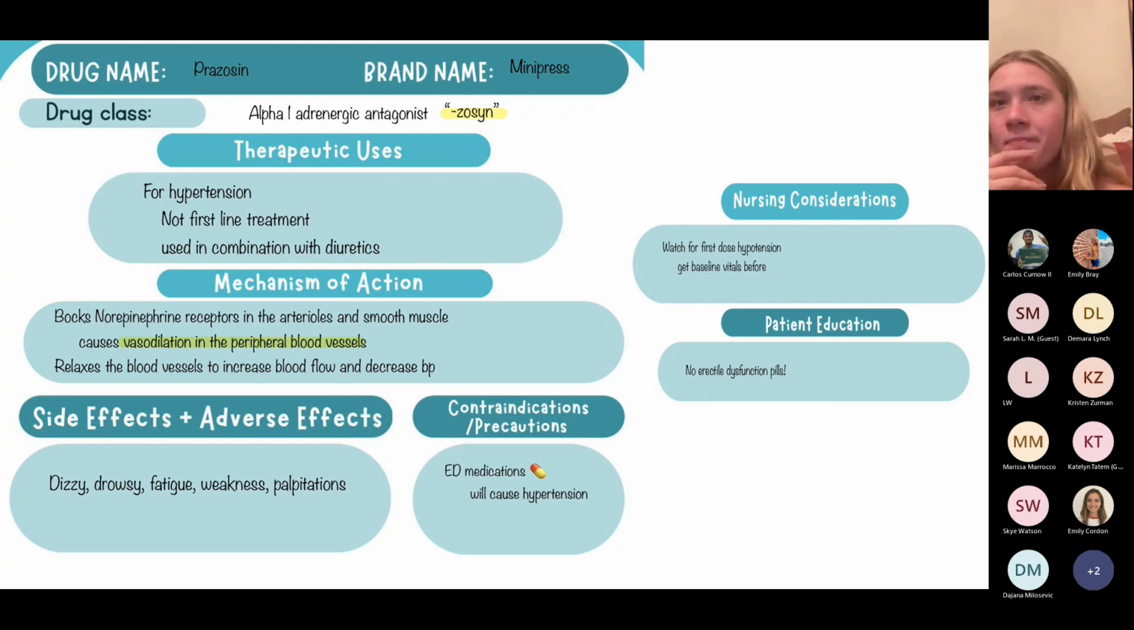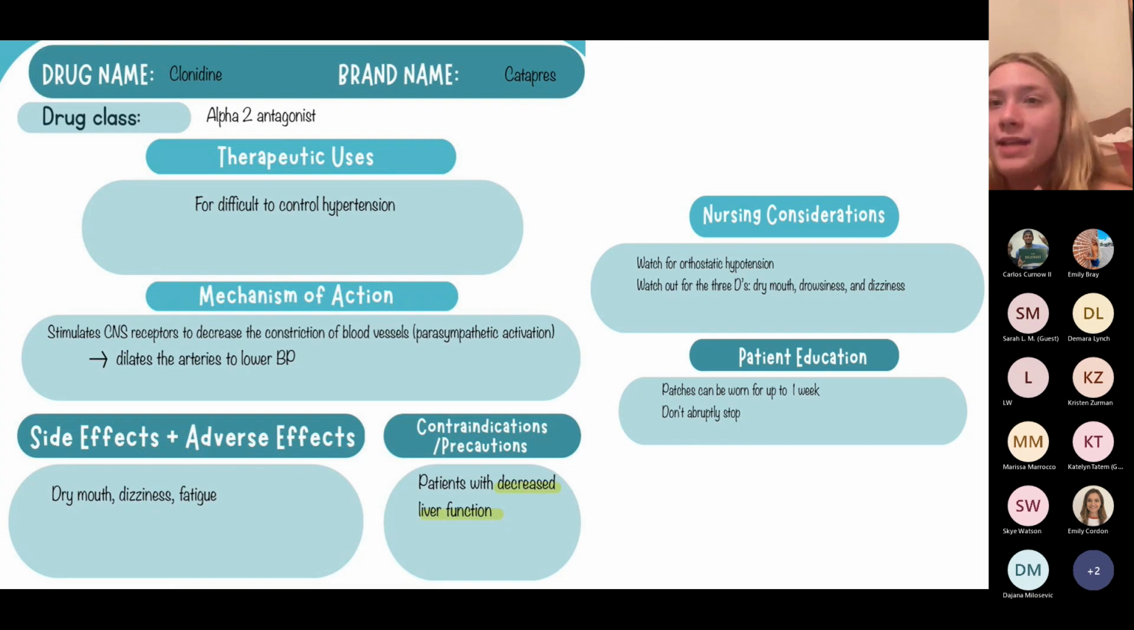Our alpha 2 antagonist, again, is used for difficult to control hypertension. However, this one just acts on a different receptor. Same function, same everything, it just acts on a different receptor. So this is actually going to work on the arteries and the arterioles and the blood vessels to really drop the blood pressure for these patients.